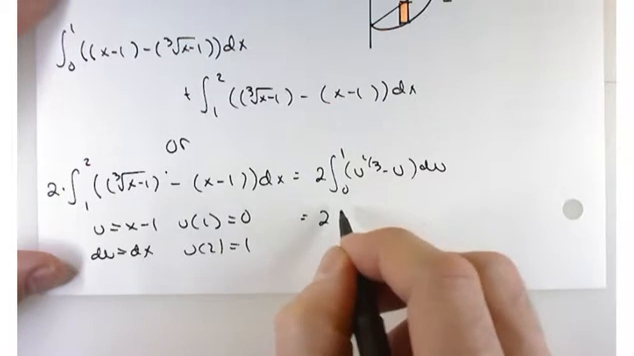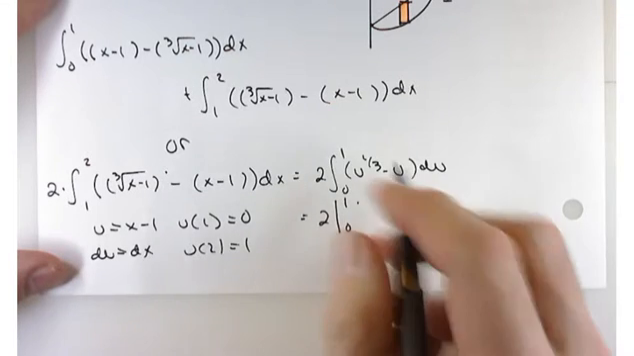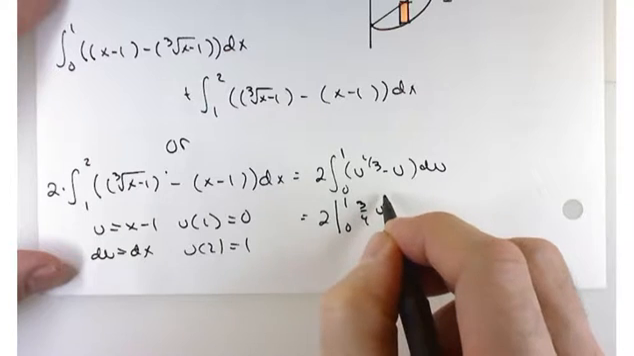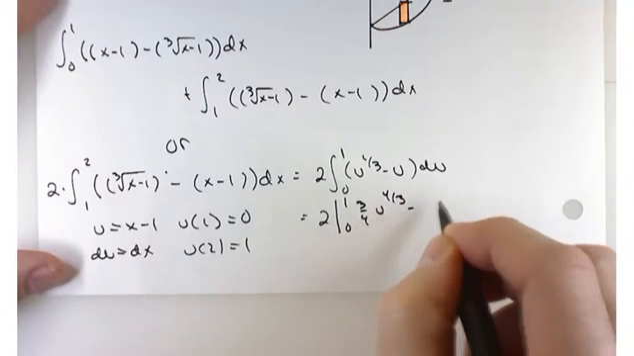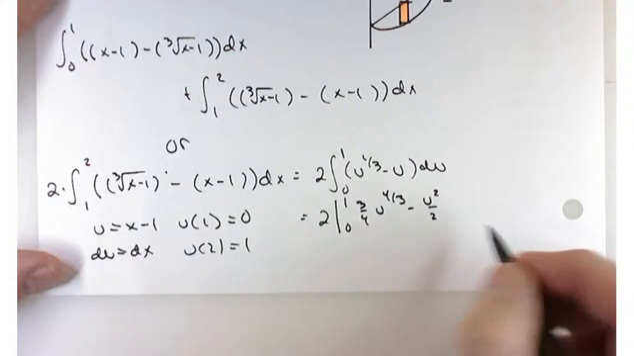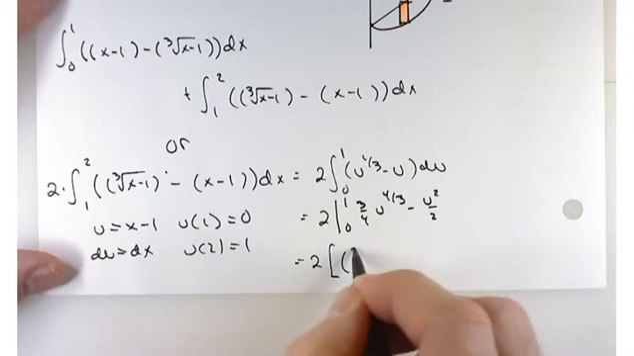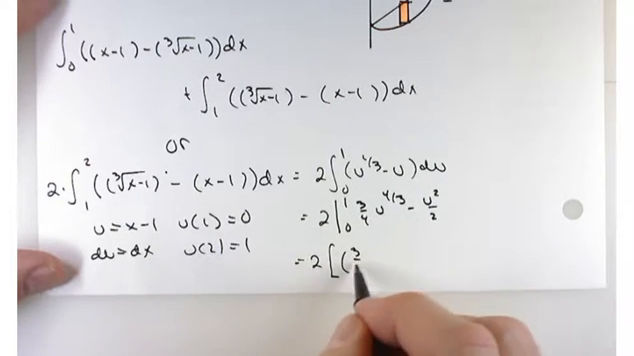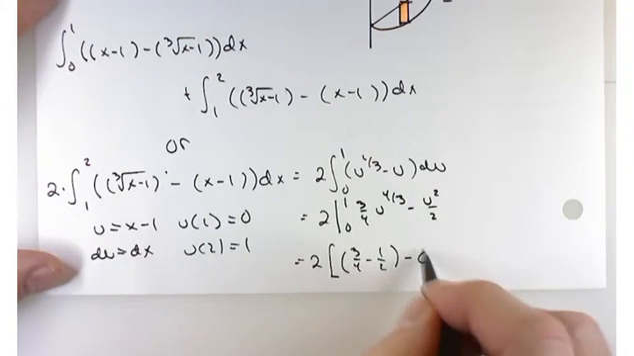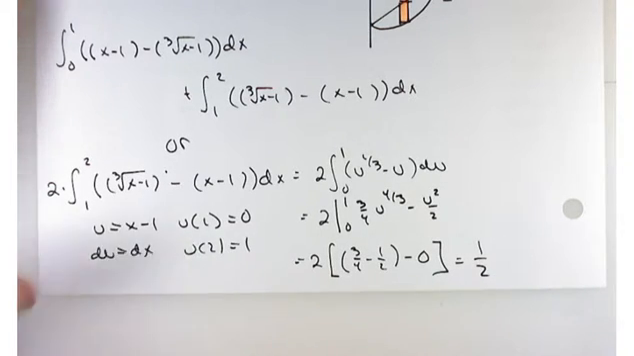or 2 times 0 to 1 of, let's see, it's going to be 3/4 of u to the 4/3 minus u squared over 2. Okay, looks good. Twice. Plugging in a 1 here, I'm going to get 3/4 minus 1/2. Plugging in a 0, both of those are going to give me a 0. I end up with 1/2.